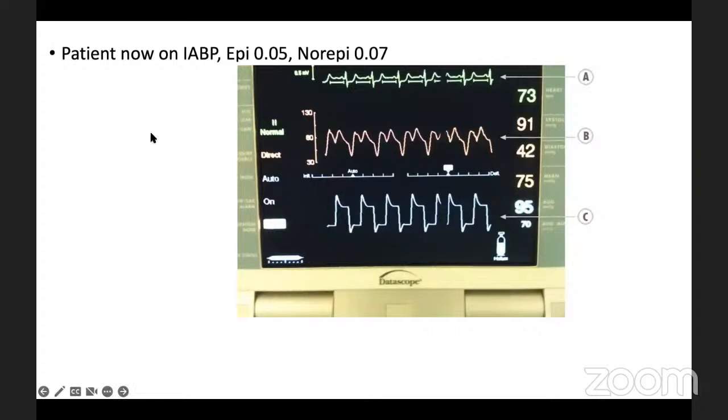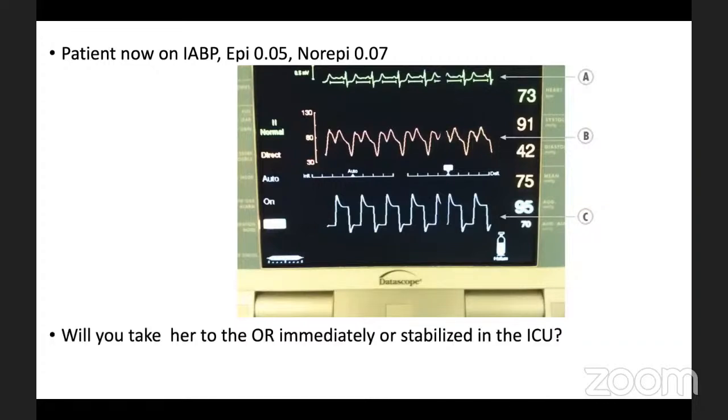You talked to her family. She's intubated, and they agreed for you to go for surgery. The question is, do you want to take her to the OR immediately, or do you want to stabilize her in the ICU first and take her later? I will first stabilize the patient, ensure that everything is ready, blood for her as well, and then we're going to operate on her early next morning. Okay, so you think she's stable to wait till tomorrow morning? With these parameters, I think so, yes.